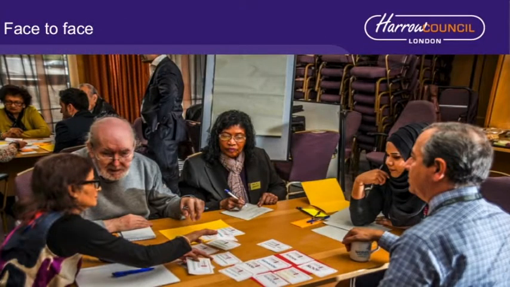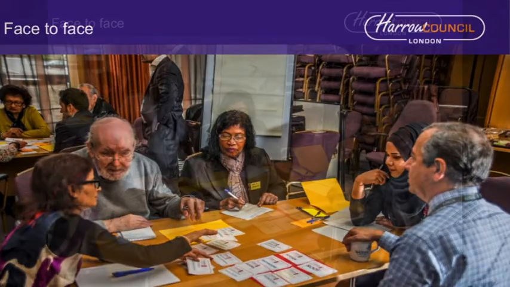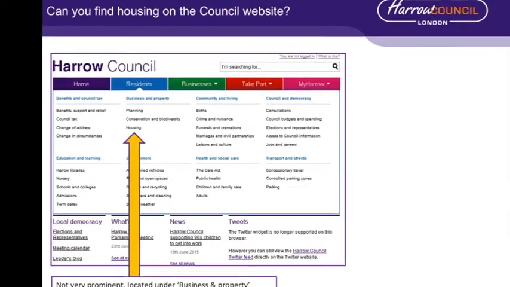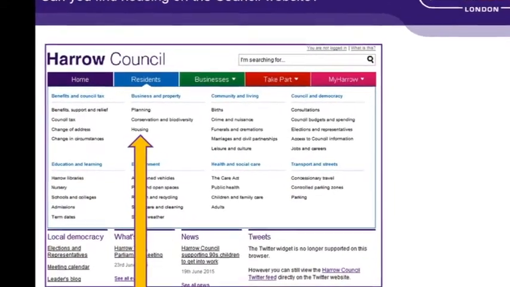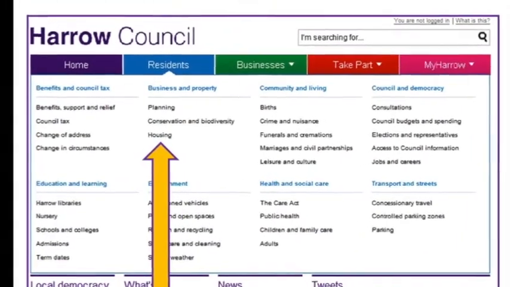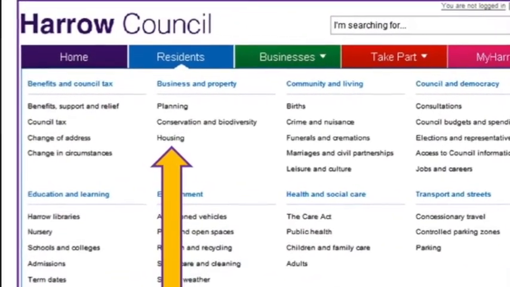We also ran some face-to-face sessions with focus groups, and we asked them about the council website. So housing is hidden underneath a mega menu there. So we found customers were telling us it was very difficult to find information.